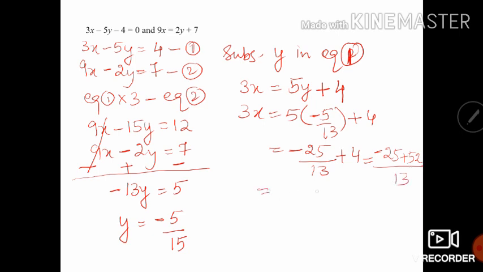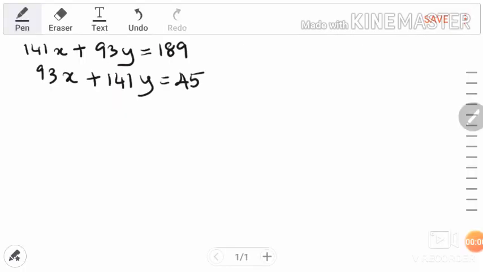That is equal to 27 on 13. So x is equal to 27 divided by 13 into 3. On reducing, this becomes 9 on 13. So these are our answers.